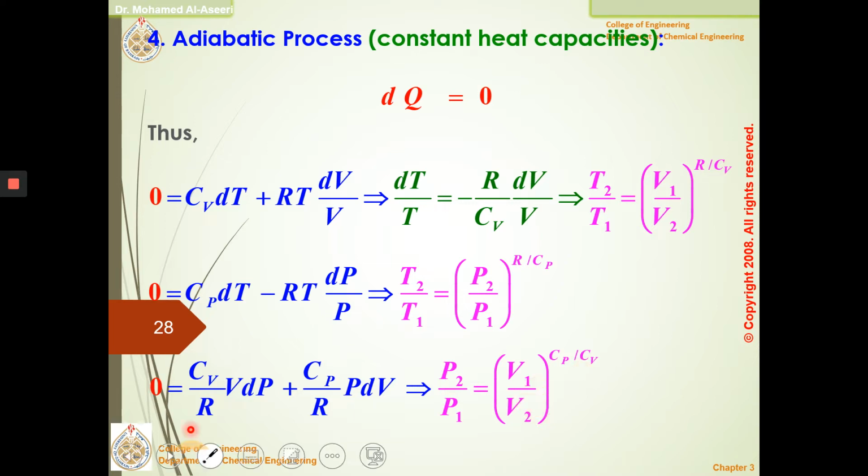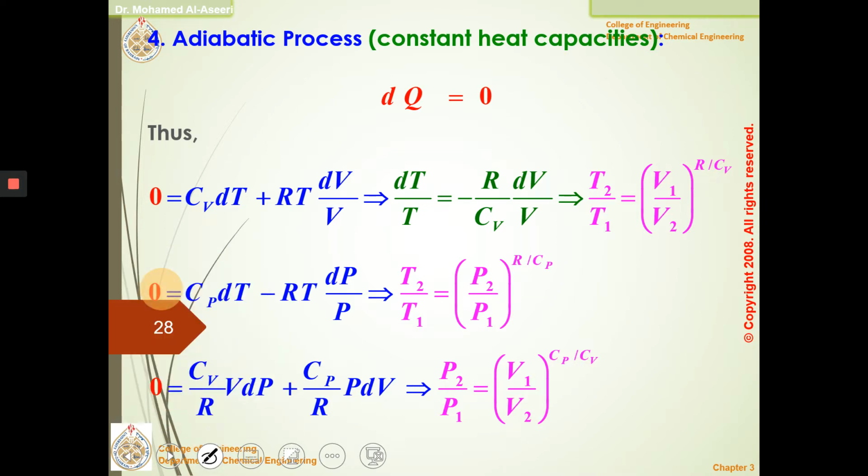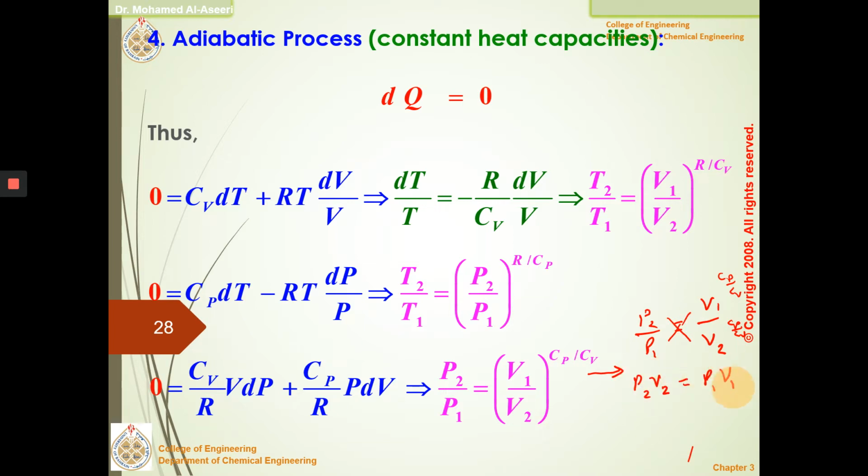Okay, I need to add one thing. In thermodynamics textbooks, they did this arrangement, and I'm going to show it to you here. I'll start with this equation. This equation means P2 over P1 equals V1 over V2, but each one of them has a power of Cp over Cv, like this. So what does this mean? It means that if I do cross multiplication on both sides, I would have P2 V2 equal to P1 V1, but each volume has a power of Cp over Cv.